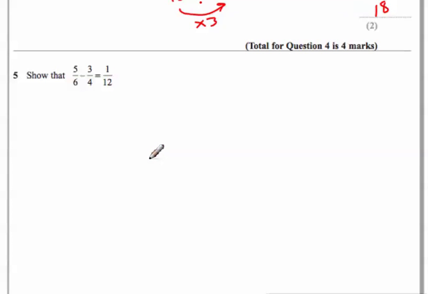Now there is another question on this sheet, which is question 5. 5/6 minus 3/4 equals 1/12. Now I quite like these show that questions because you know what you're working towards, and there's no excuse for getting them wrong either, is there? So let's have a look at this. 5/6 minus 3/4, and you know, when you're subtracting or adding fractions, of course, you've got to make the bottom numbers the same. So you've got to find a number that both 6 and 4 will go into, and preferably the lowest one as well.